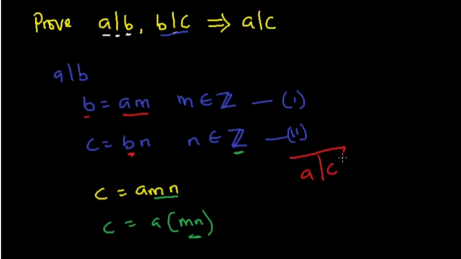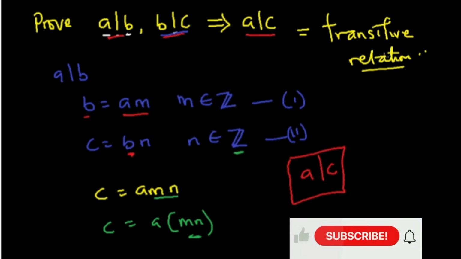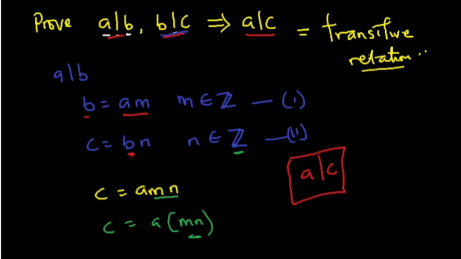So we have been able to prove that if A divides B and B divides C, then A will divide C. And don't forget that this rule is called a transitive relation. In the subsequent videos, we're going to see how we get to prove numbers in this number theory topic.